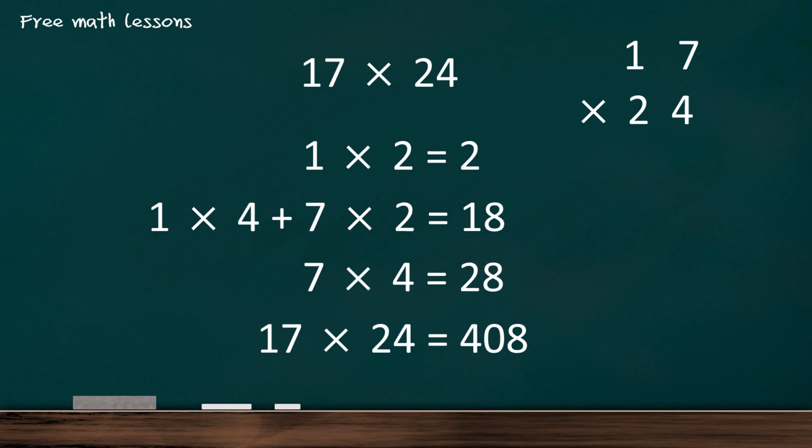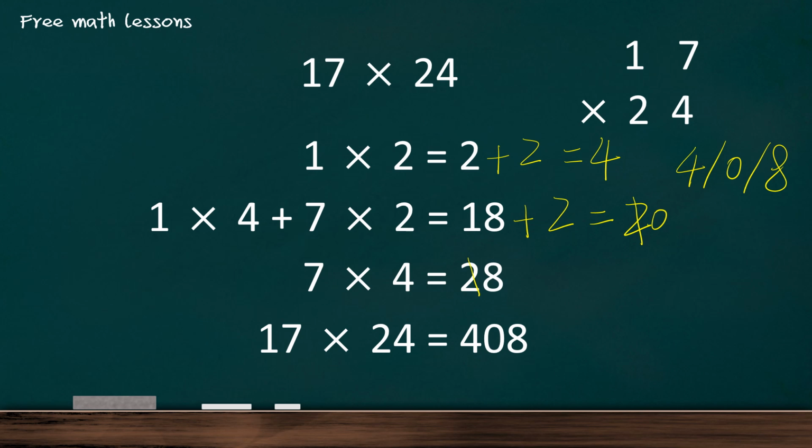So the answer is 2/18/28, but that is not the end result. Let's convert this. 18 and 28 are both greater than 10, so we add the tens of 28 to 18. And we get 20. And then we add the tens of 20 to 2. You get 4. So 17 times 24 is equal to 4/0/8, which is 408.